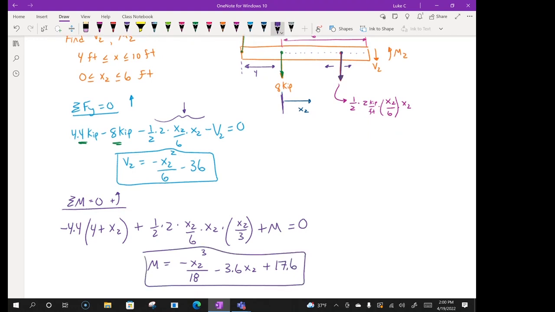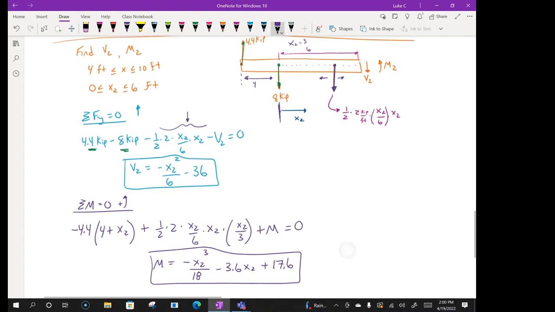So this is kind of cool, hopefully it's making sense, where this force, depending on how big of the beam we're looking at, will move, but it always acts x2/3 from the end, okay? And when we sum the forces, we can find the shear force. When we sum the moments, we can figure out the moment.